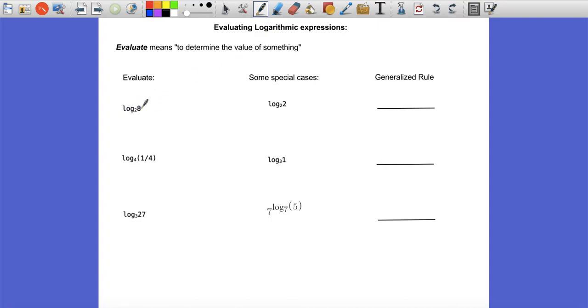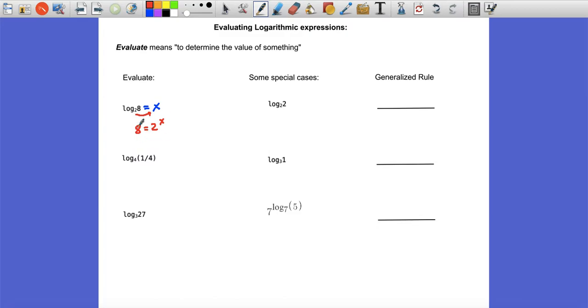So the steps to doing this are: start out by saying, okay, we want to know what this is equal to. So we just say equals some variable, equals x. I usually use x. Then, to make it easier to think about, I convert to exponential form. So here's my base, that's 2. I swoop my 2 over, make it 2 to the x power, now equals 8.